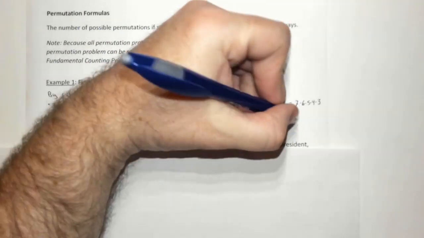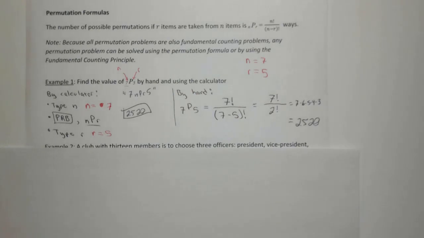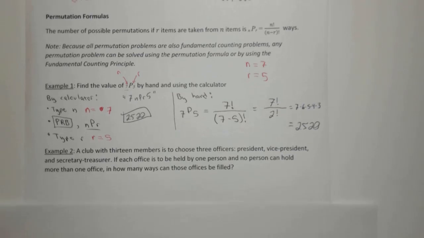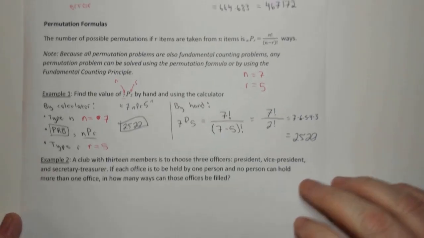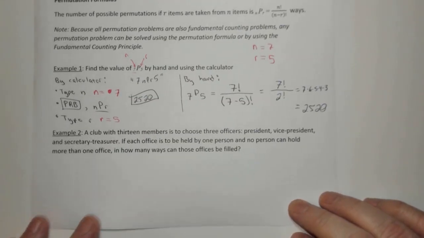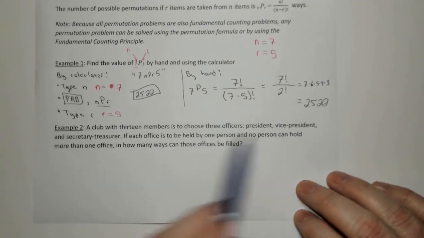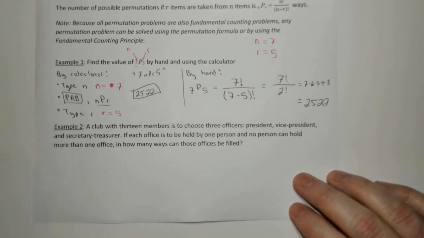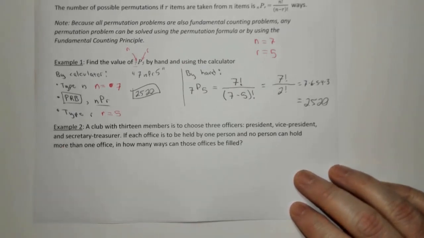So there you go. But you do need to get familiar with the formula in case you see it on a homework or test question. So let's do this example on this page, and then we'll have one more after that, I believe. All right, so a club with 13 members is to choose 3 officers, a president, vice president, secretary, treasurer. If each office is to be held by one person and no person can hold more than one office, how many ways can we do this?